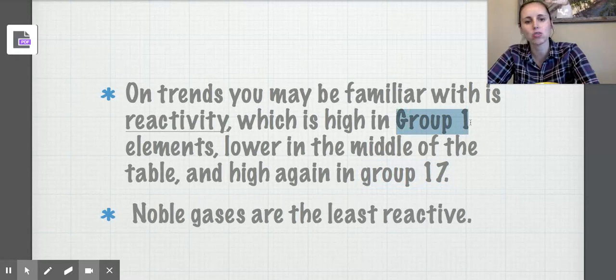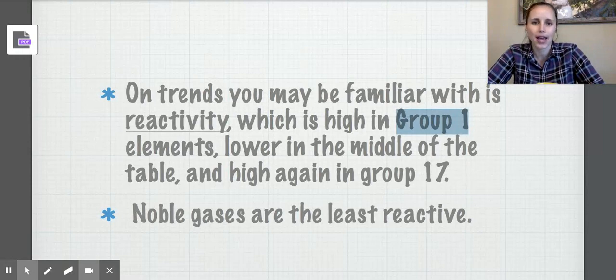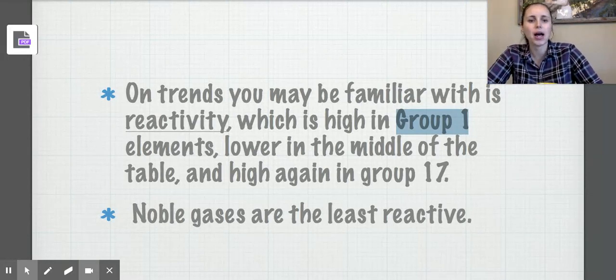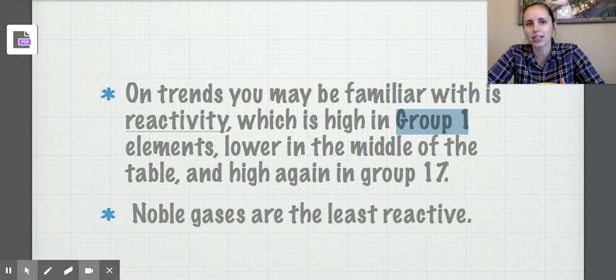So group 1, just a reminder, is those alkali metals. And remember that when we drop those alkali metals into water, they actually caught on fire. So we consider alkali metals to be very reactive. Halogens we studied are also very reactive. Alkali metals and halogens are reactive for a similar reason. They're only one valence electron away from being full.